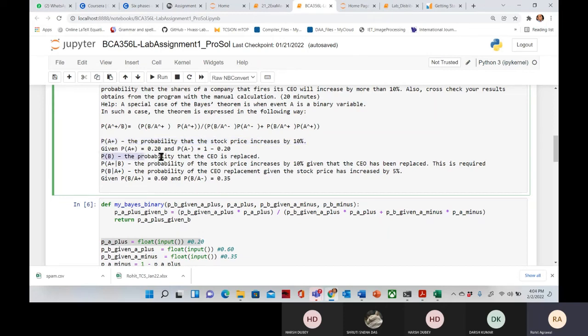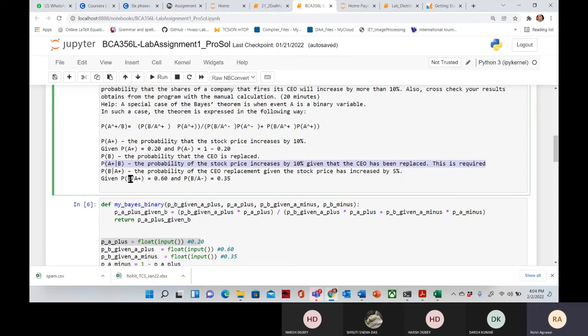and P of B is the probability of B. And in the question, the probability that the stock price increases by 10% given that CEO has replaced. So that means P of A plus given B. This is required, this is the question mark. So this we need to calculate. And what is given? The probability that CEO replaced, given that the stock price increased by 5%, I think in the numerical I have given 10%, so you can update. Okay, so you can use that data.